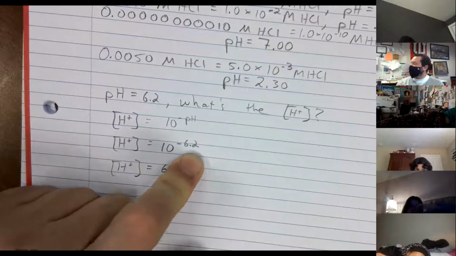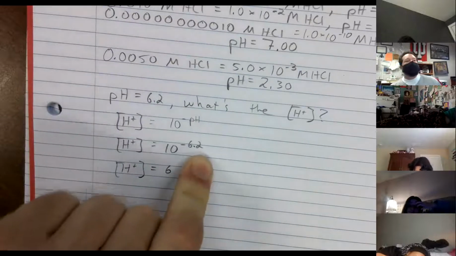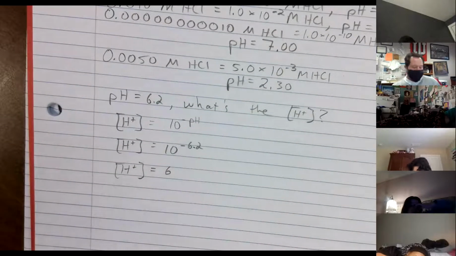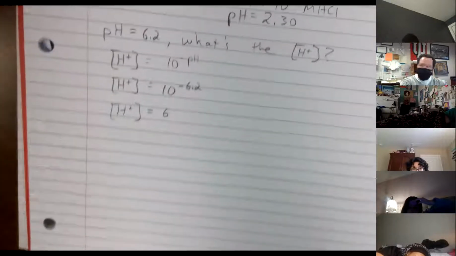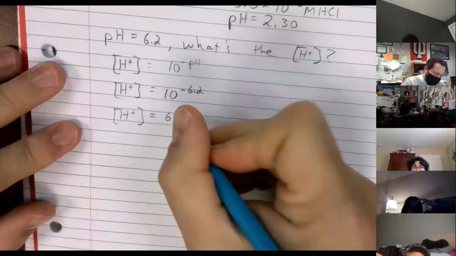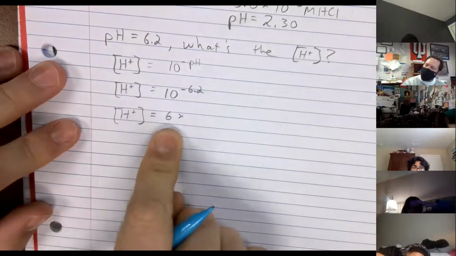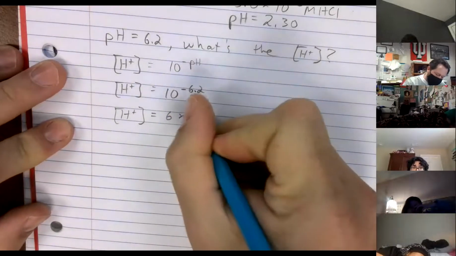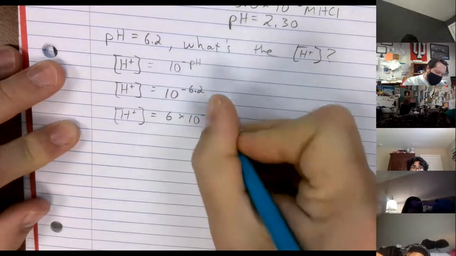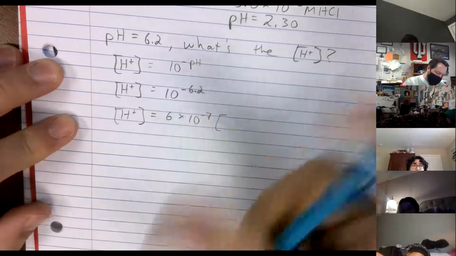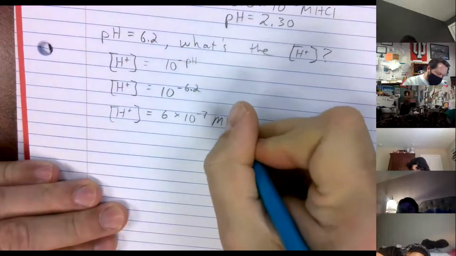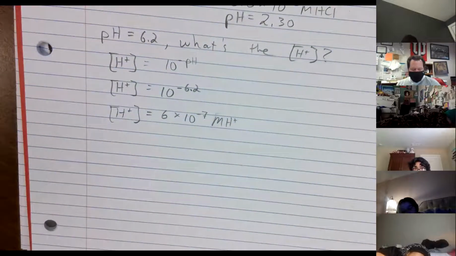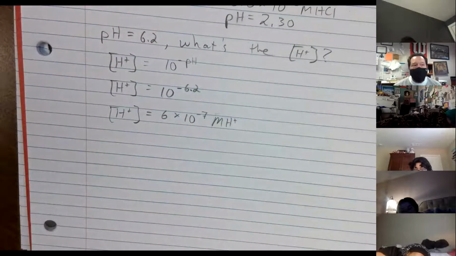A 6.2 pH has only 1 significant digit. Remember, we only start counting after the decimal. That 6 is just telling us how far behind the decimal we are. So 2, there's my 1 significant digit, times 10 to the negative 7th. Oops, I need this. There we go.